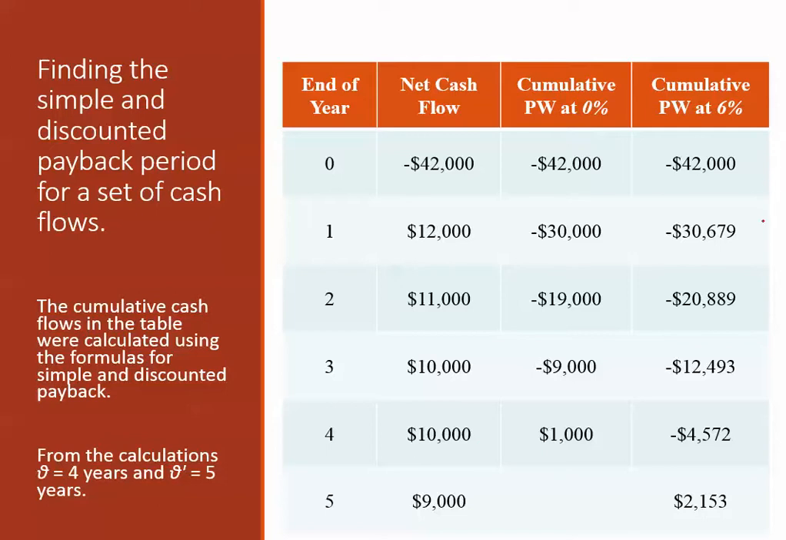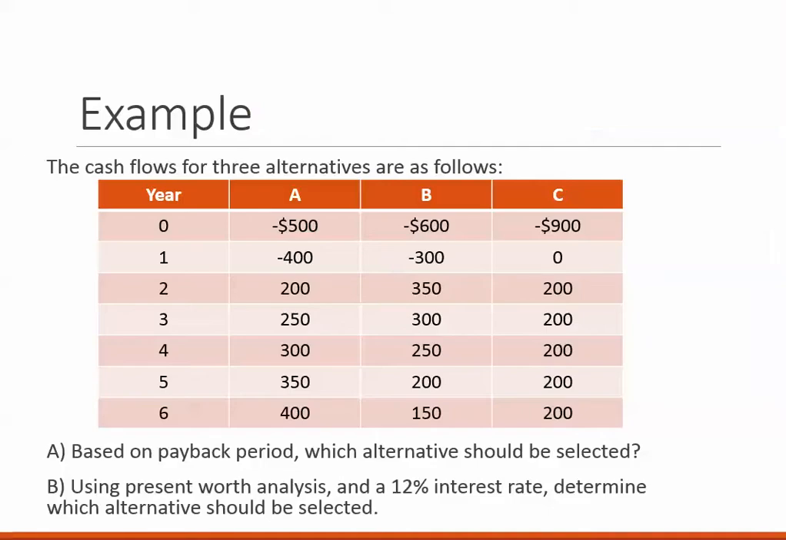Whereas once we discount the cash flows, it actually takes a little longer. It takes all the way till year 5 to get that money back. Here we have another example. The cash flow for 3 alternatives, the cash flows are as follows.